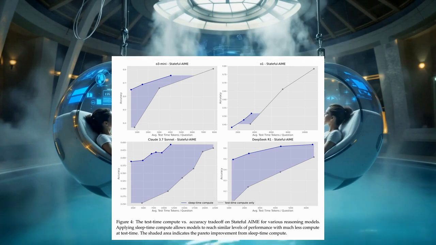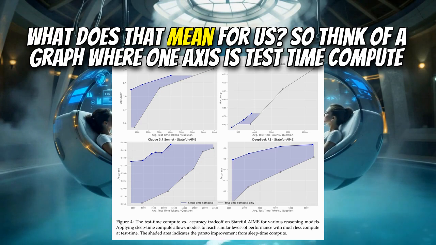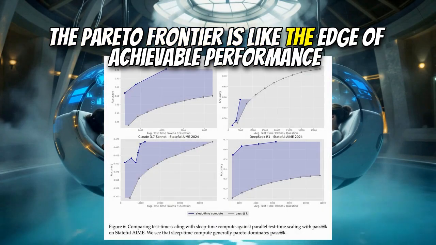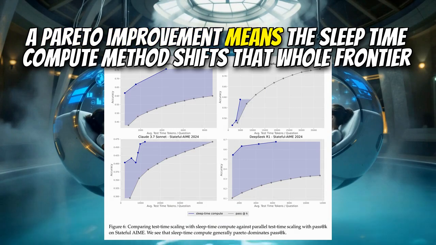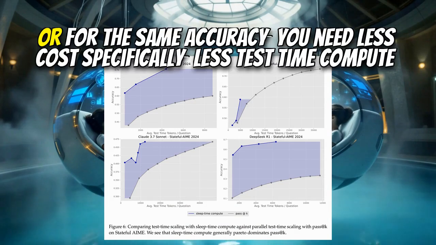Okay, let's get to the results. The paper talks about Pareto Improvement. What does that mean for us? So think of a graph where one axis is test time compute cost and the other is accuracy. The Pareto frontier is like the edge of achievable performance. The best accuracy you can get for a given cost. Exactly. A Pareto improvement means the sleep time compute method shifts that whole frontier outwards and upwards. So for the same cost, you get better accuracy. Or for the same accuracy, you need less cost, specifically, less test time compute.